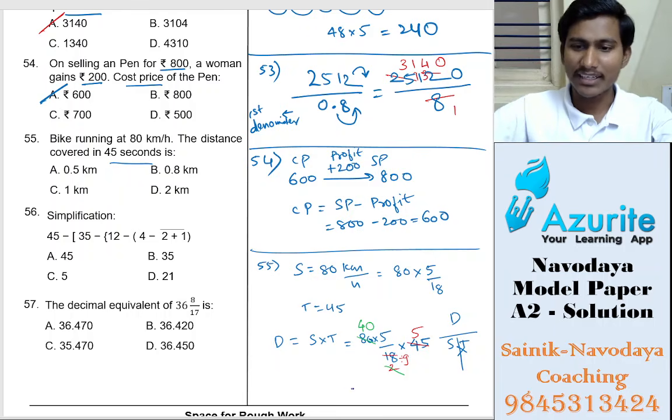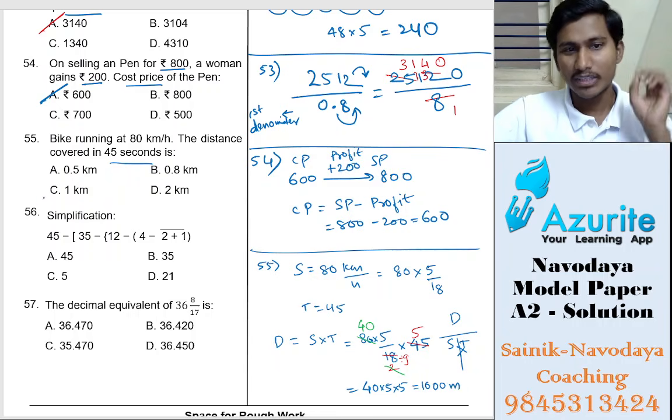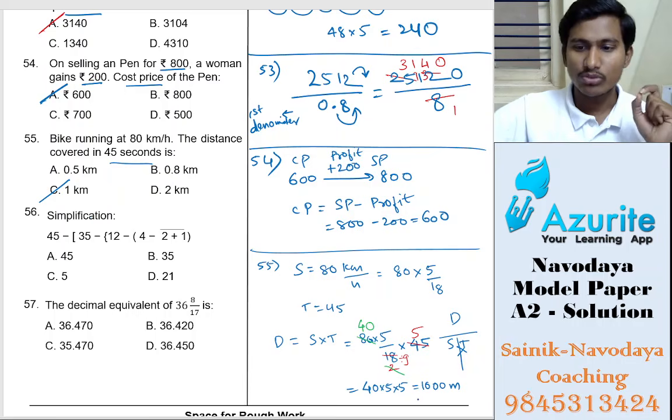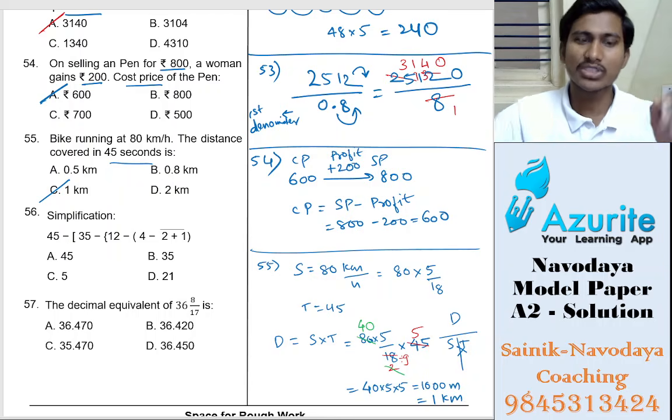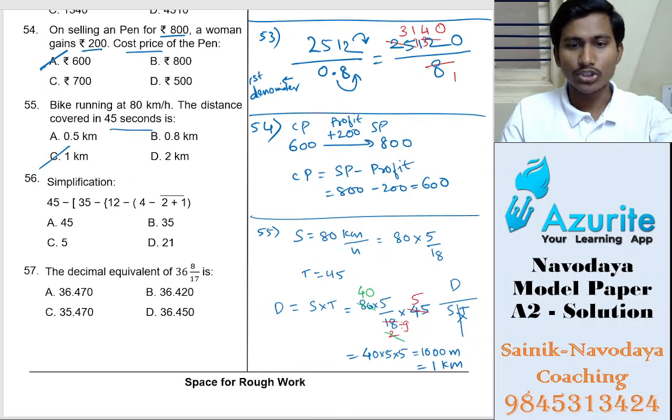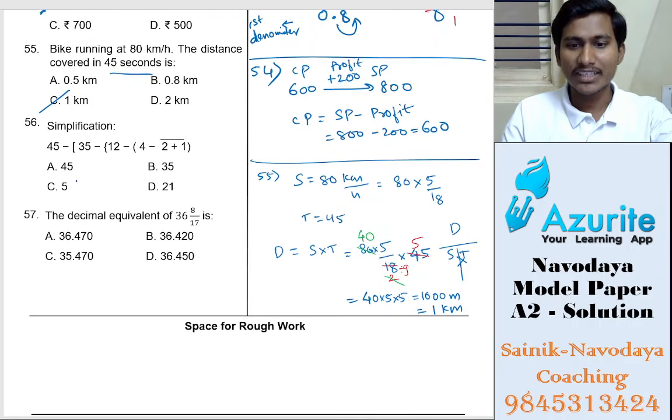So 40 into 5 into 5, multiply. 40 into 5 is 200, 200 into 5 is 1000 meters. It will go 1000 meters, so that is 1 kilometer. The answer is 1 kilometer. 1000 meters means 1 kilo. 1 kilometer is the answer, option C. Okay now? Good. Now let's go to the next, question 56.